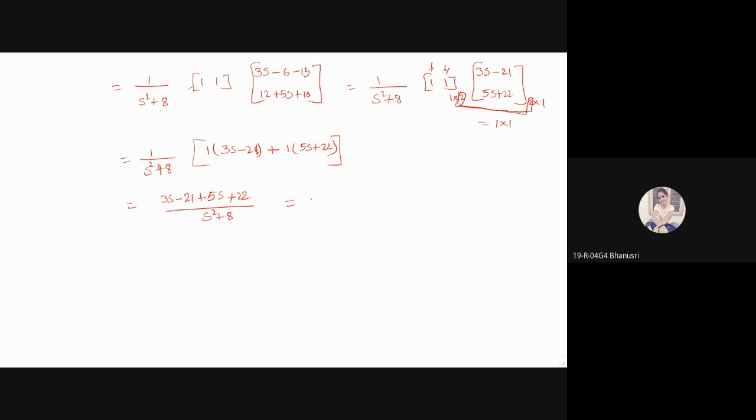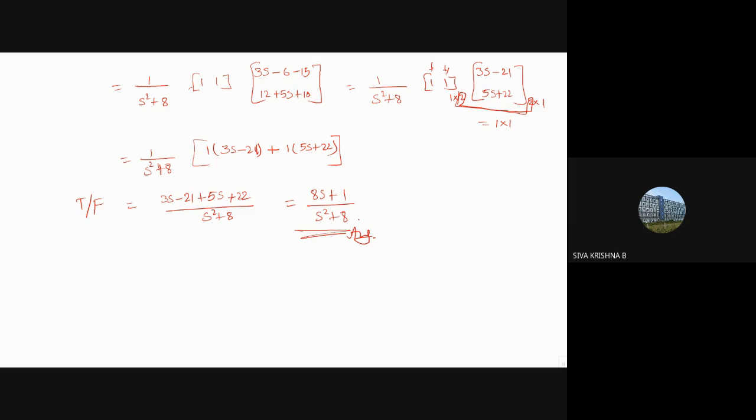8s minus 8s plus 1, 8s plus 1/s² plus 8. So in case this is the transfer function, that's enough. If they ask for anything more, they will ask you to find omega n.